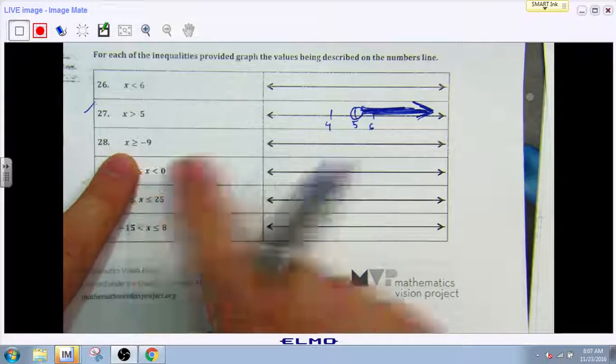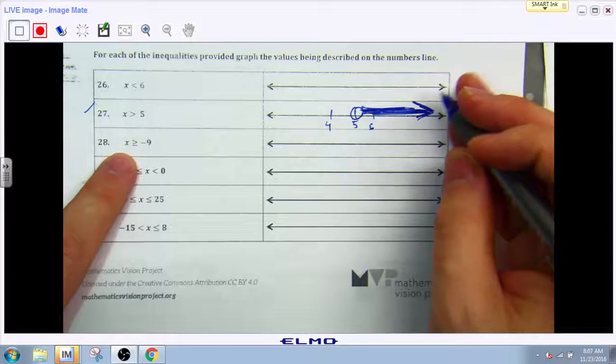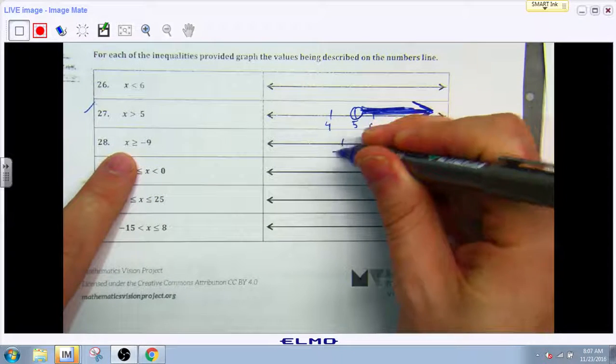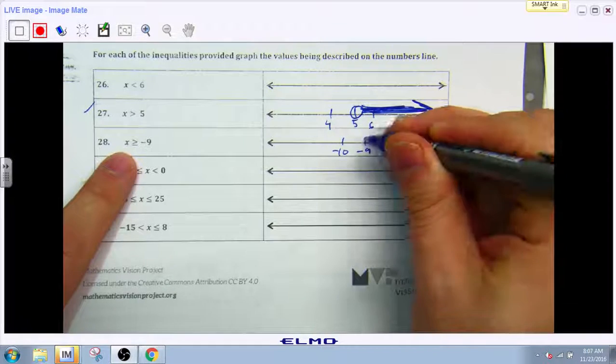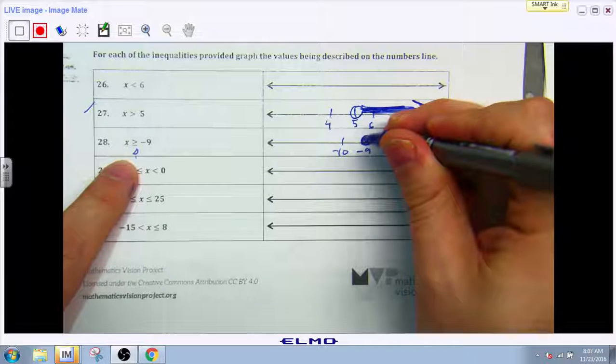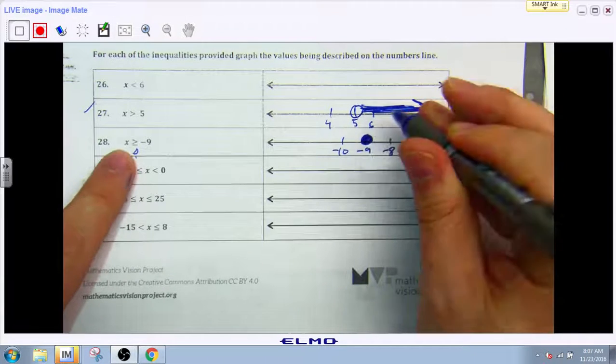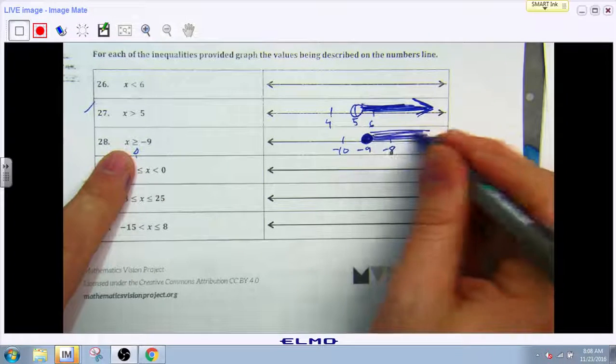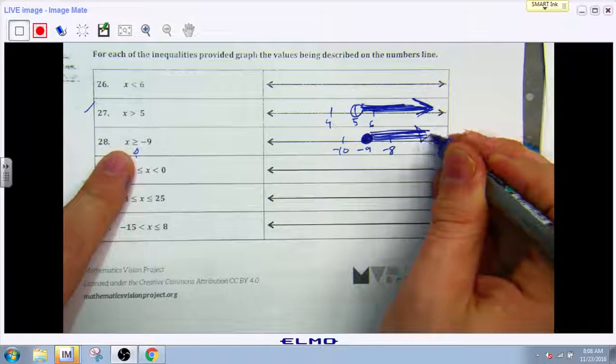This is greater than or equal to -9. Okay, so let's see. Here's -9. Here's -10. Here's -8. So because it's greater than or equal to, it's going to be a closed circle because -9 counts, and it's all values larger. Right? It's all going that way.